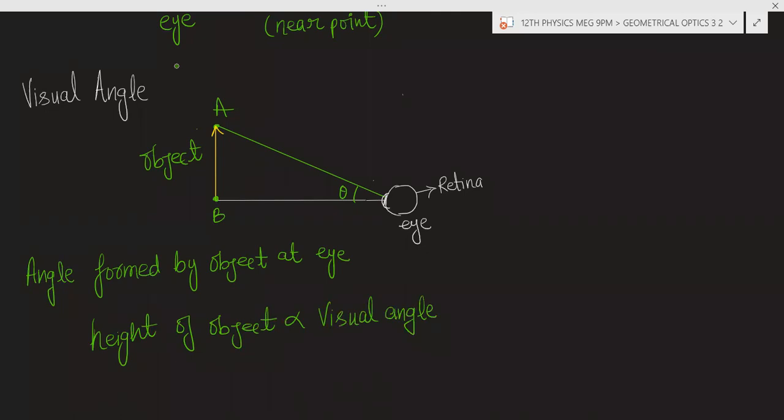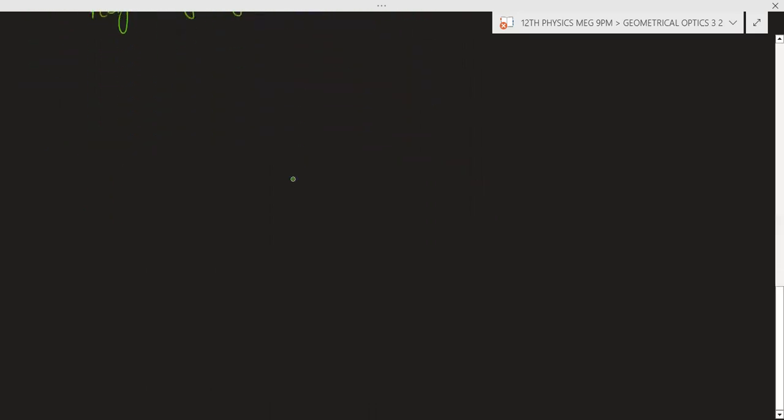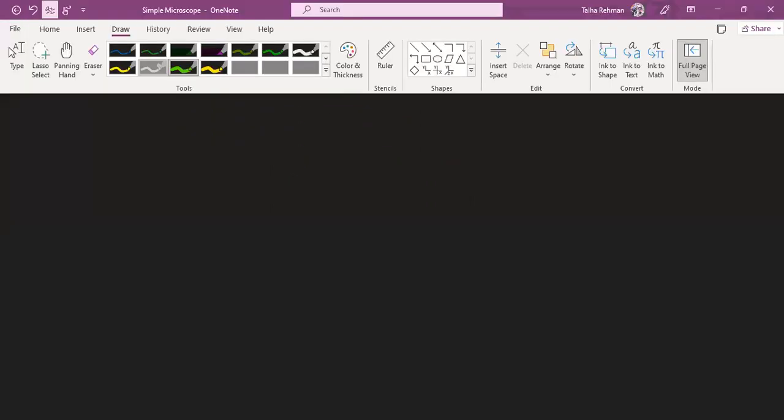Okay, and after that we will discuss the magnification of microscope. Earlier we discussed the magnification of mirror, we discussed magnification of the lens. Now we will discuss what is the magnification in case of the microscope. So magnification of microscope.